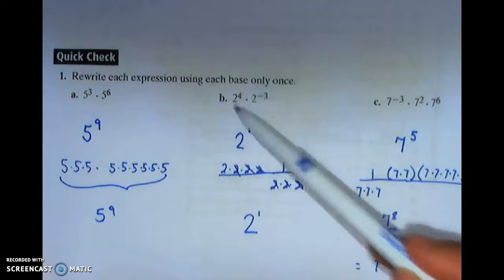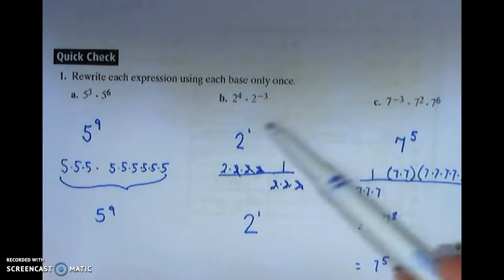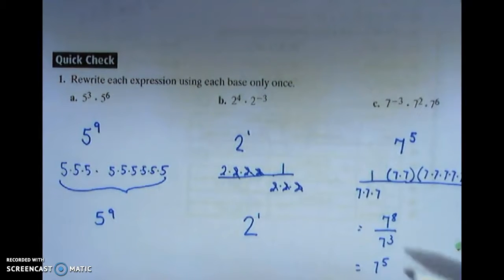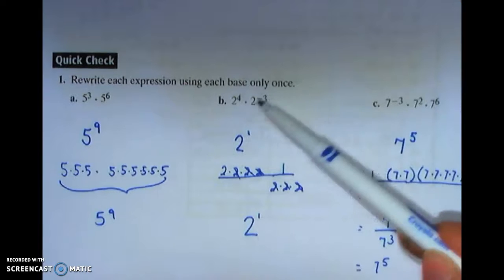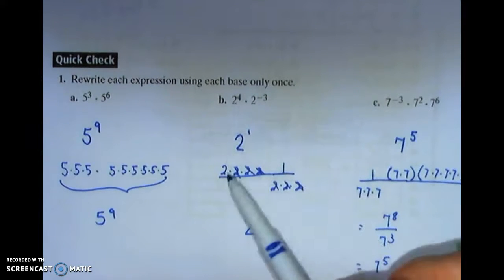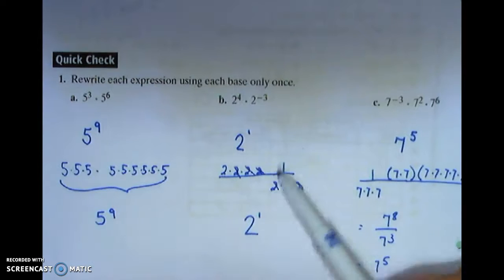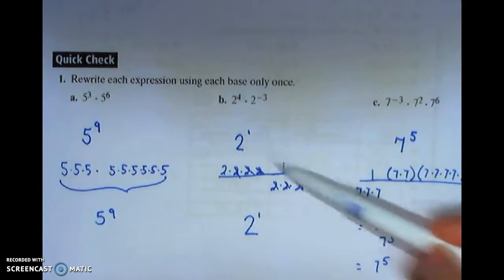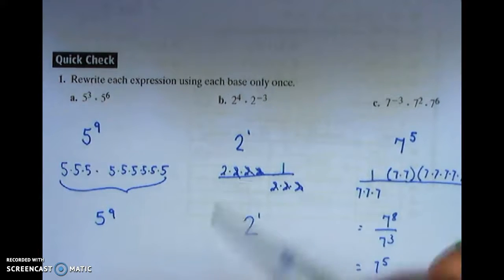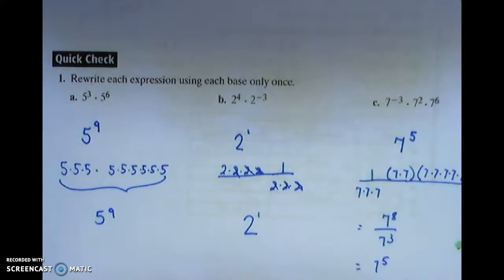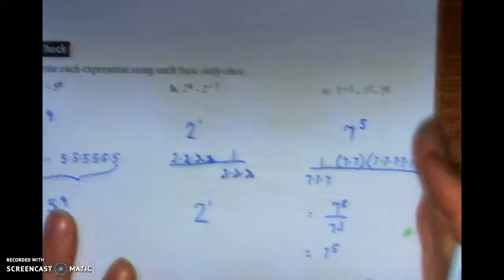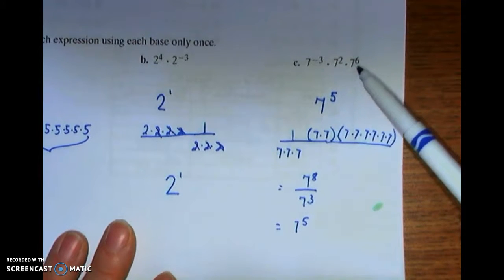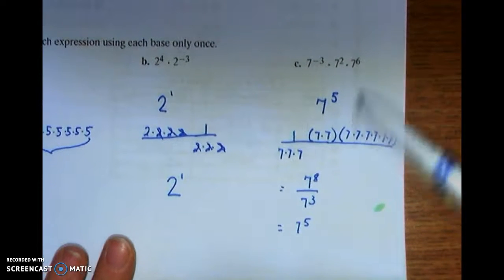In example B, we've got a positive and a negative. And if you follow the rule, you get 4 minus 3, which is 1, 2 to the 1st power. However, think about what 2 to the negative 3rd is and 2 to the 4th. That's 2 times 2 times 2 times 2. But in the denominator, we have 3 2's. So you start canceling those out, and your result is just 1 2 left in your numerator.